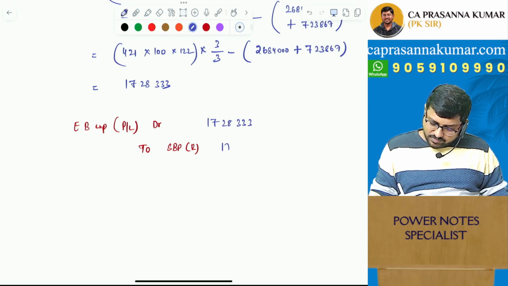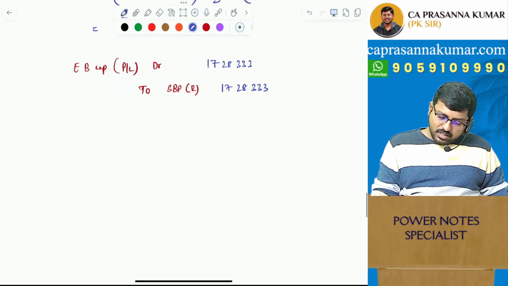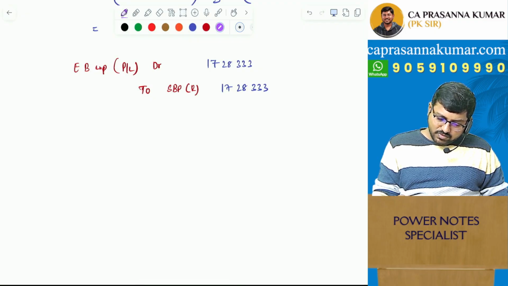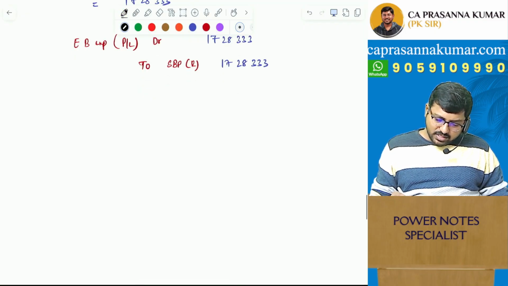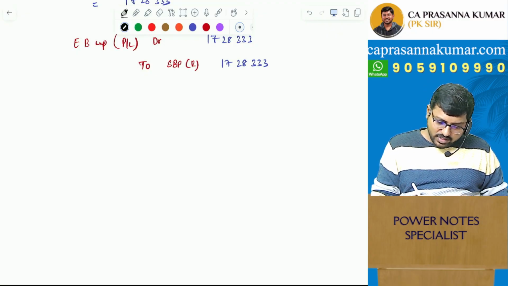17,28,333. Correct? That's it. Now we have come to year end and the options are also getting vested because it is given in the question. So let's pass the entry. Once the option gets vested, what will be the entry?